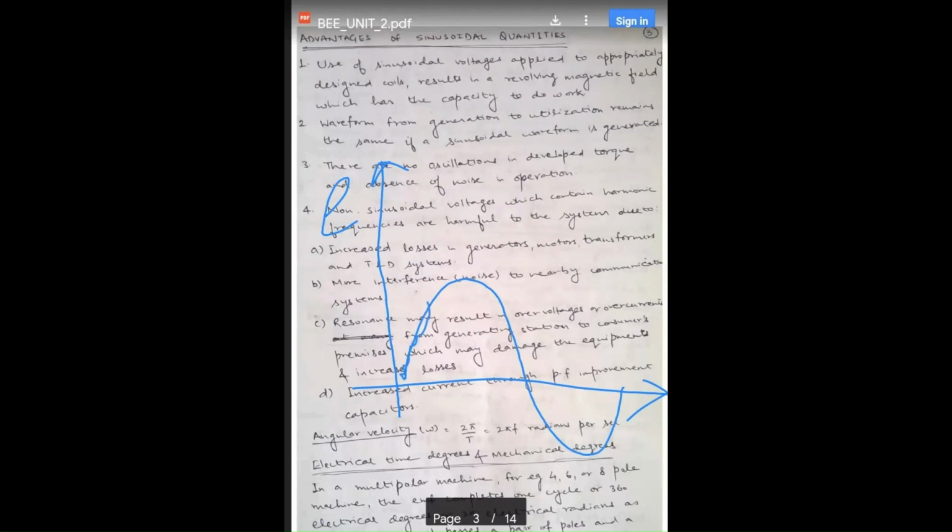For example, this is the instantaneous EMF and this is the ideal AC voltage, but we can get some distortion. Still, we can say that the wave shape is the same and it is better than the other waveforms. So it is an advantage to use the sinusoidal voltage or sinusoidal quantities.